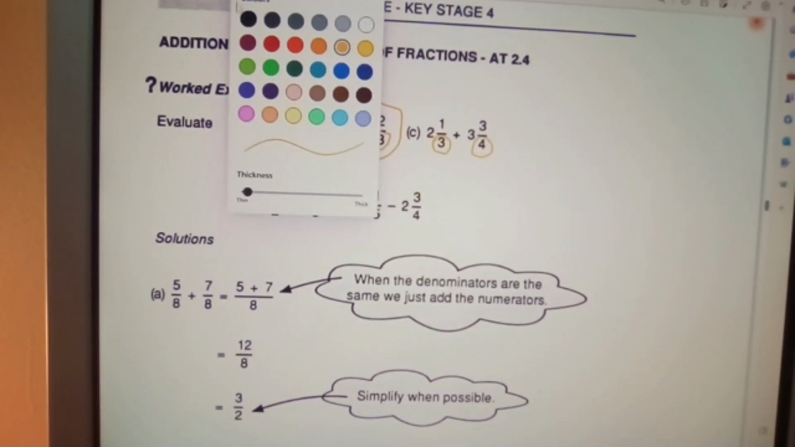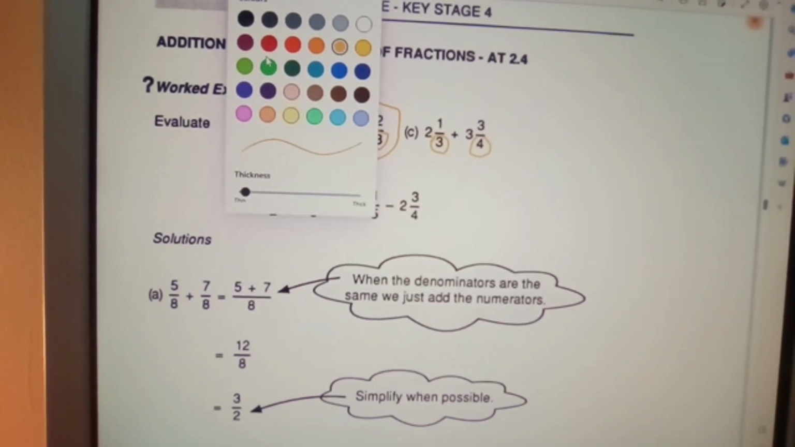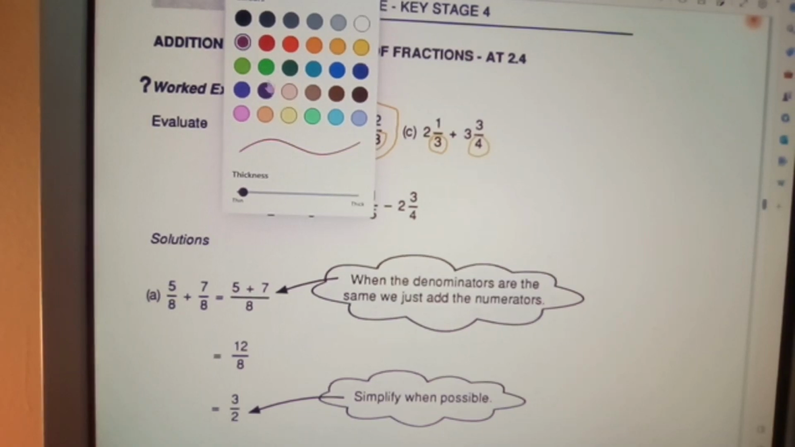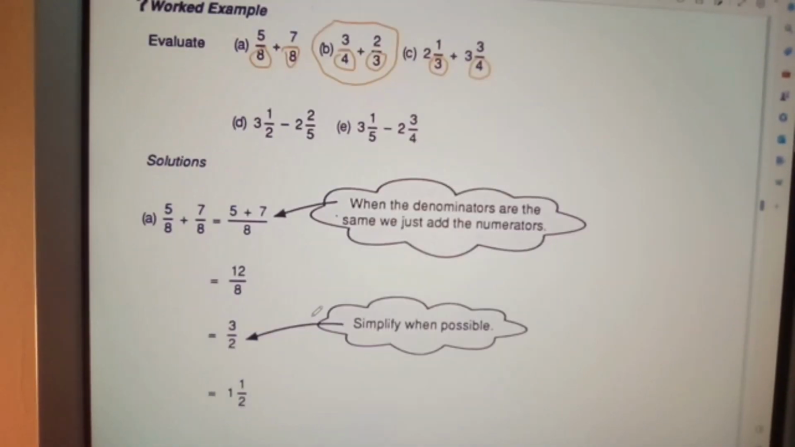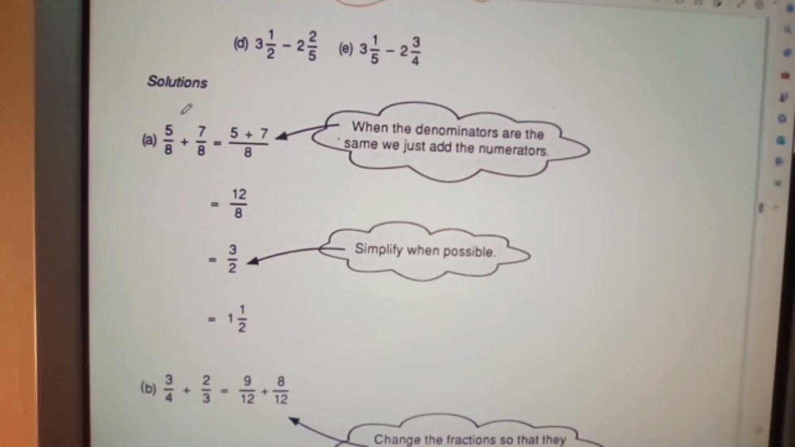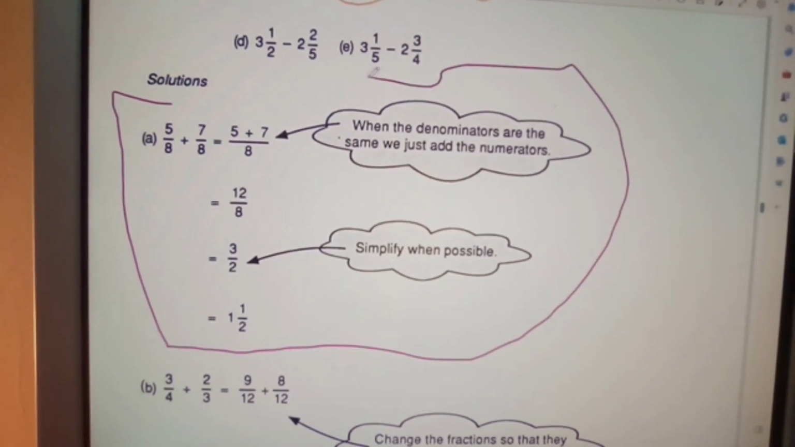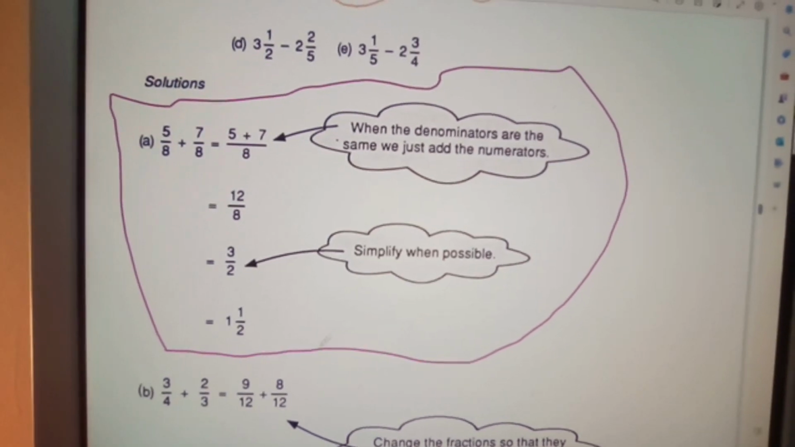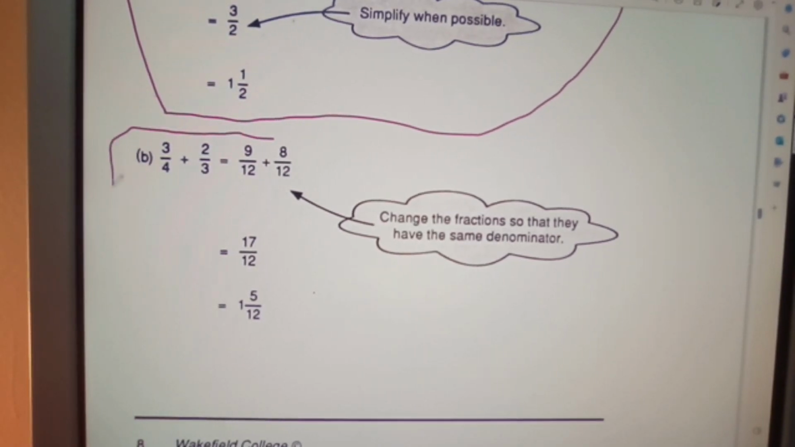Let me just get a pen. I don't want to use red because red doesn't show up too well on the screen, but let's use a darker color. Solution for A, and here's our solution for A. Make sure you can follow it through. All of it is relevant. Solution for B is also here, and that too is relevant.